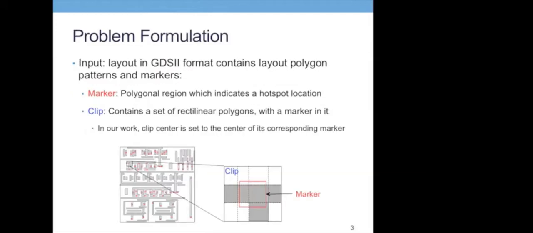This is the problem formulation of pattern classification. The input is the layout in GDS2 format, which contains layout polygon patterns and markers. A marker is a polygonal region, which indicates a hotspot location. A clip is composed of a set of rectilinear polygons, with a marker contained in it. In our work, the clip center is set to the center of its corresponding marker.